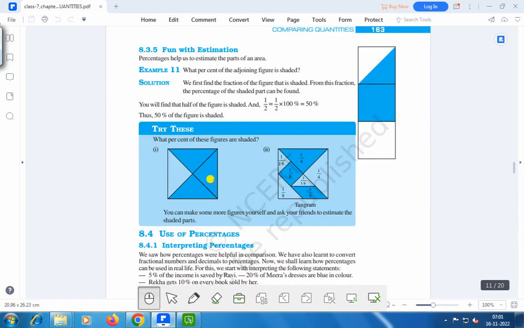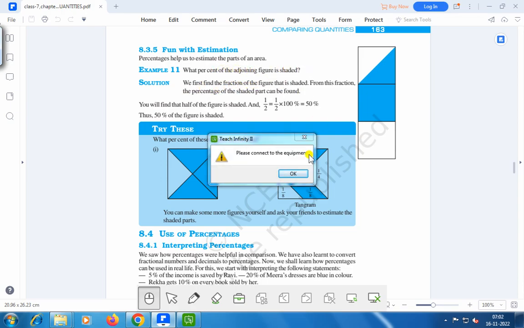Now, this is estimation, right? Percentages help us to estimate the parts of an area. What percentage of the adjoining figure is shaded? We first find the fraction of the figure that is shaded. From this fraction, the percentage of the shaded part can be found.